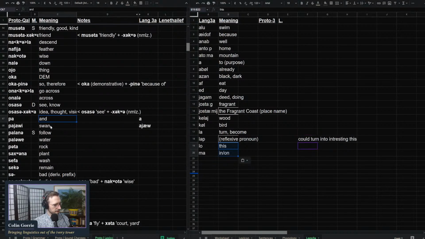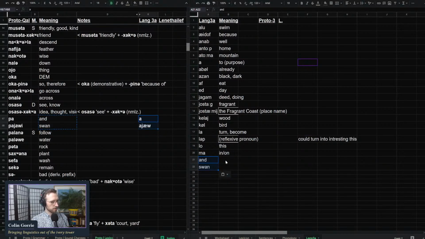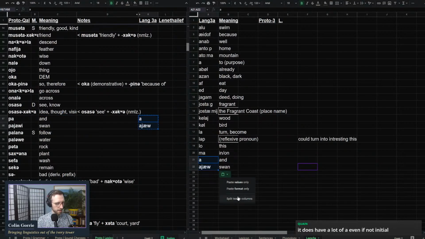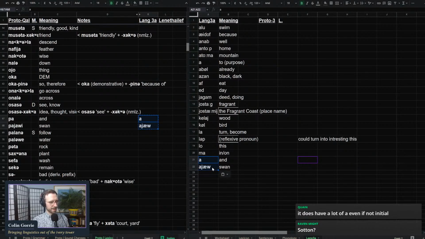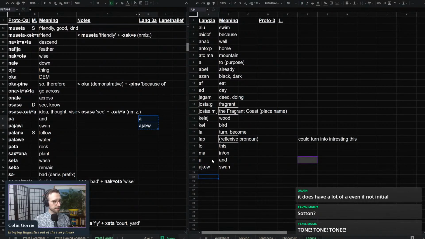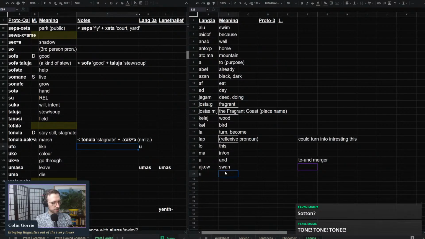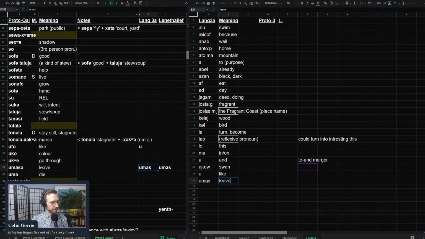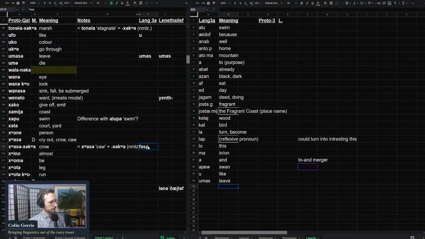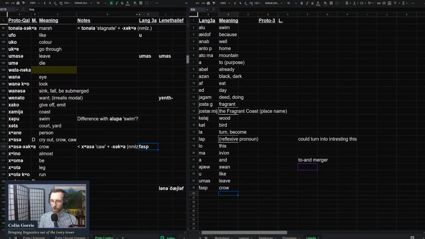We don't have a lot. Oops. A yow. It's lost a lot of labials, hasn't it? Like is u. Umas is leave. Crow is fasp. So huasc in Lenethailef and fasp in Lang 3a.